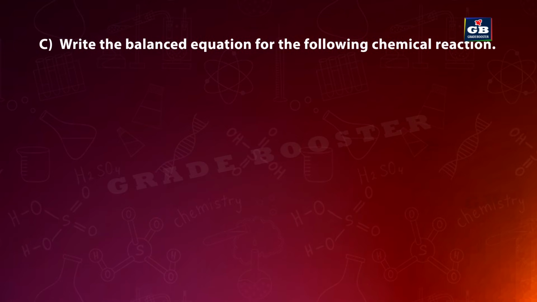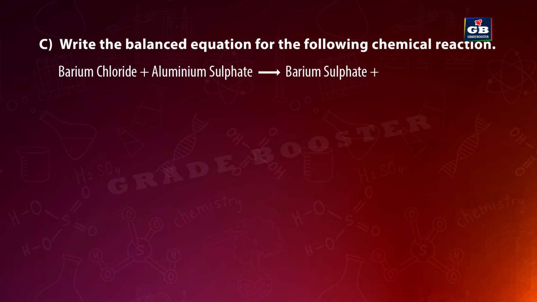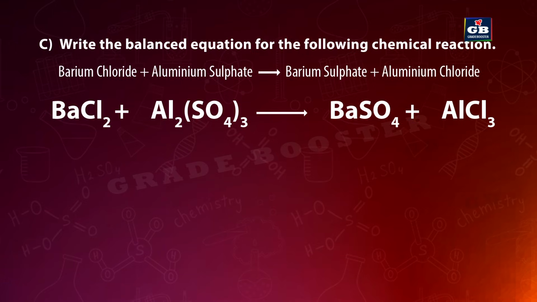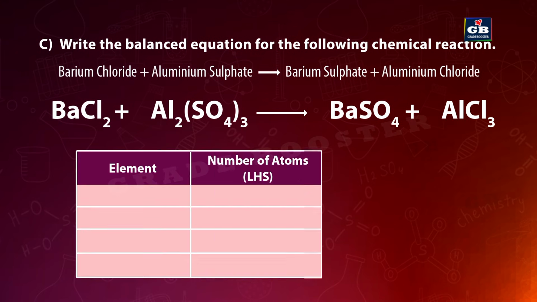Write the balanced equation for the following chemical reaction. Barium chloride plus aluminum sulfate gives rise to barium sulfate plus aluminum chloride. Now let us see the steps to write a balanced equation. First we write the unbalanced equation with reactants and products. BaCl2, barium chloride, plus Al2(SO4)3, that is aluminum sulfate, gives rise to barium sulfate BaSO4 plus aluminum chloride AlCl3. First let us identify the number of atoms of each element on both sides of the equation and balance them. Let us tabulate them.